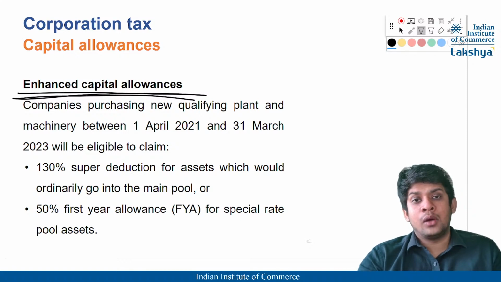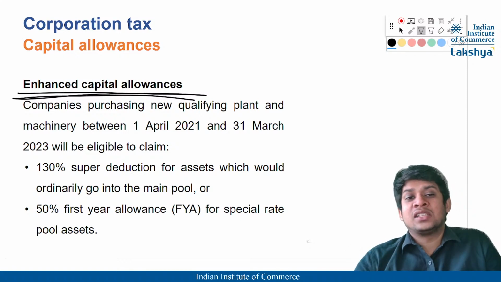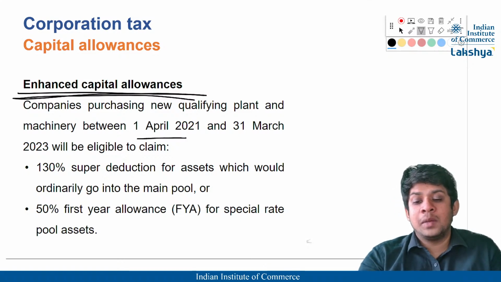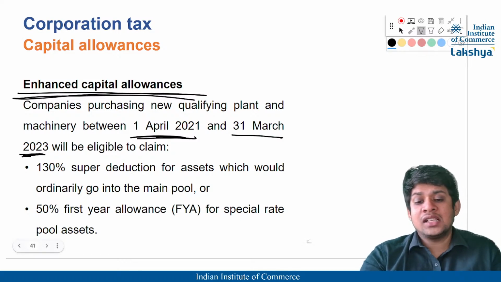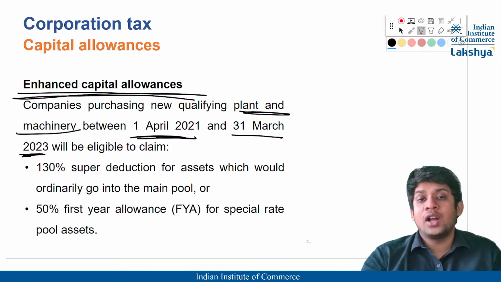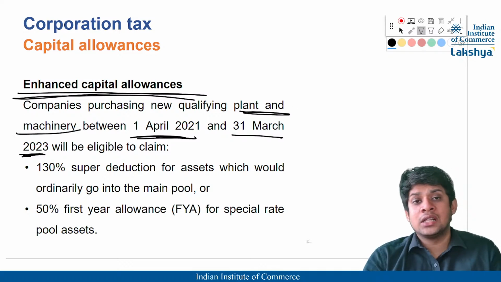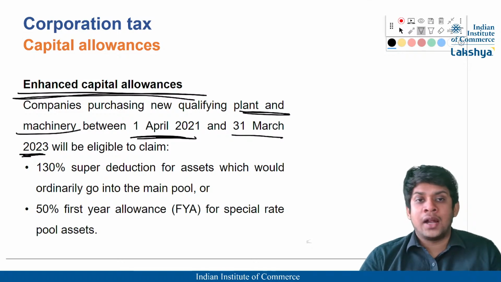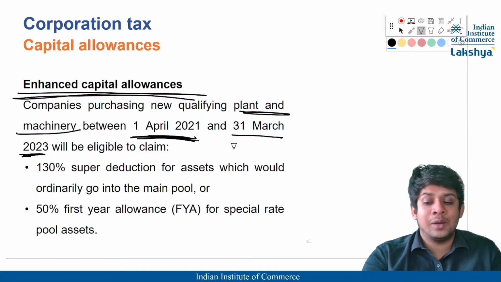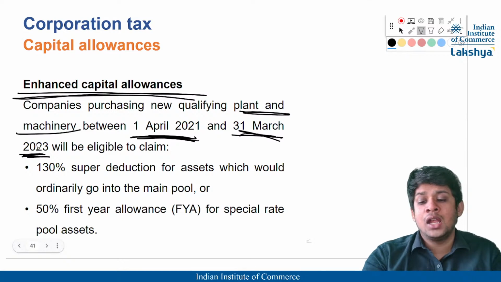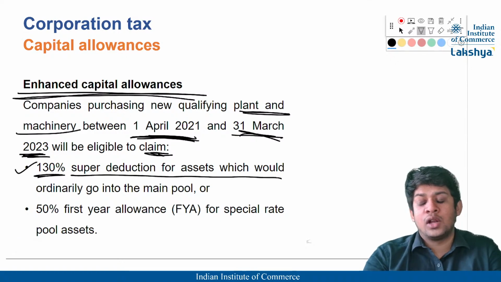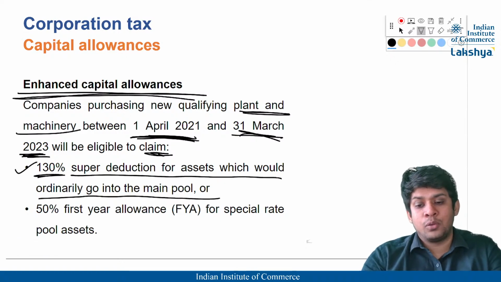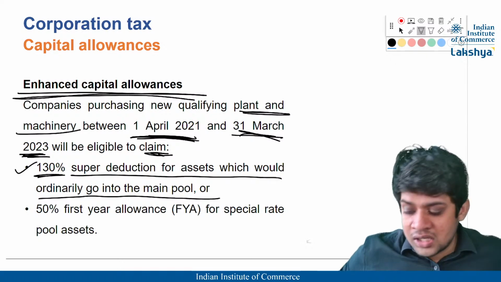Now there are certain capital allowances which are provided on certain specific assets which are mainly purchased between 1st April 2021 to 31st March 2023, and these assets are only plant and machinery, not anything else like cars. Any plant and machinery purchased between 1st April 2021 and 31st March 2023 will be eligible for a special claim, that is 130% super deduction for assets which would ordinarily go to the main pool, right?